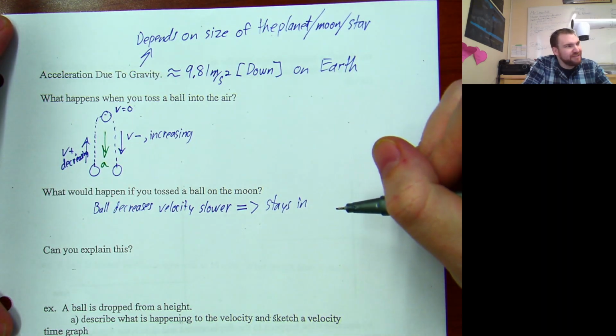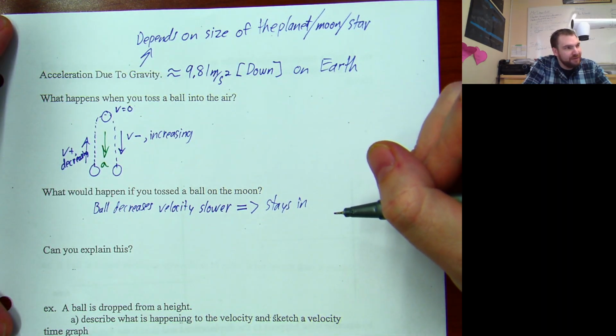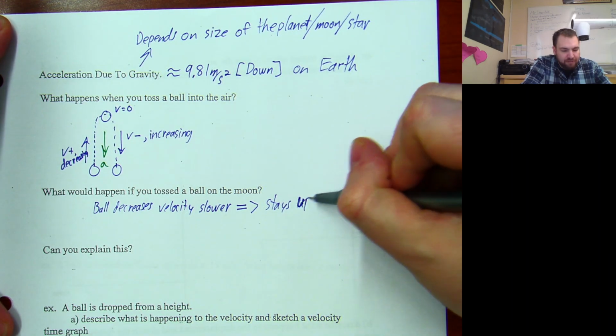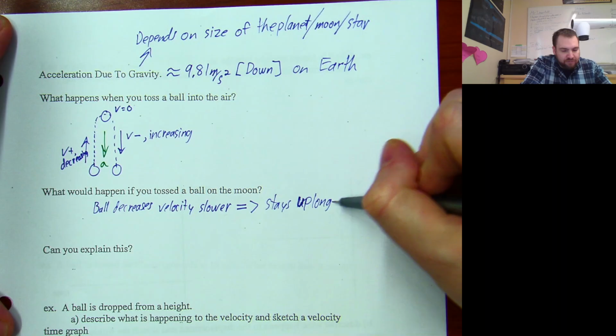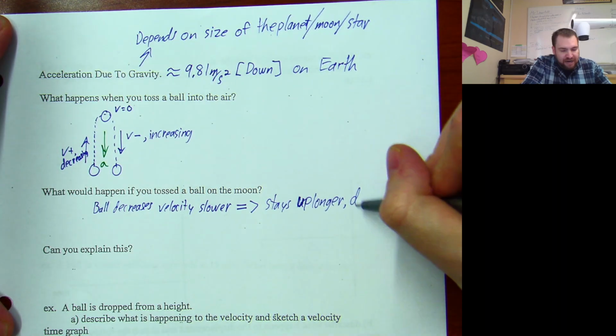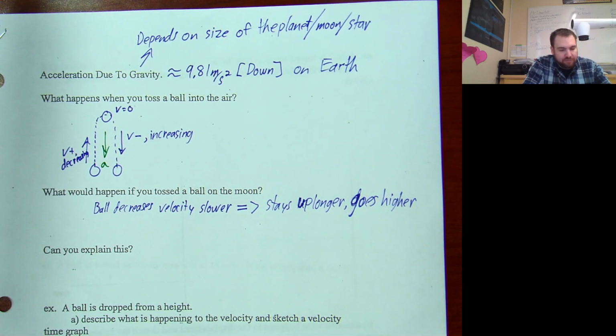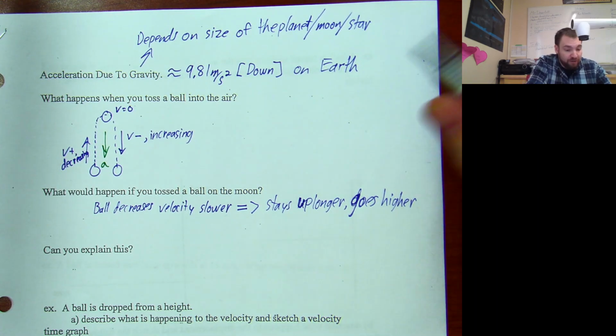In air is not the word we want to use, because there's not a lot of that on the moon. I don't think there's any of that on the moon. I'll say stays up longer, goes higher. Should be a G, not a D. And falls slower.